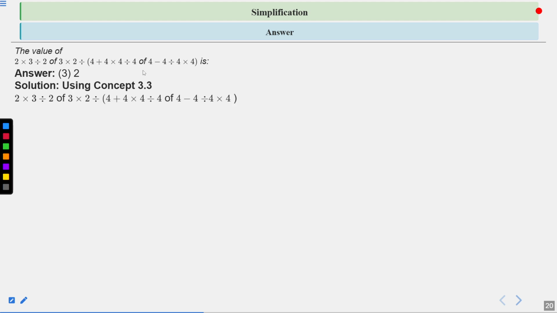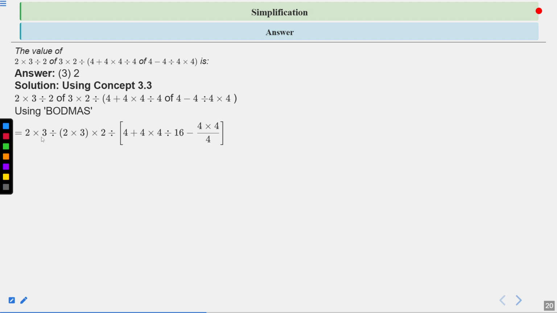So the expression is 2 multiplying by 3 dividing by 2 of 3 into 2 dividing by, in the small bracket, 4 plus 4 multiplying by 4 dividing by 4 of 4 minus 4 dividing by 4 multiplying by 4. So we know that first we solve the bracket part, and in this bracket first we solve division, then multiplication, then addition, then subtraction. Then we move to the other part of the expression.